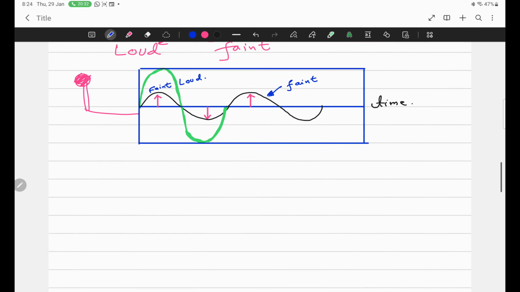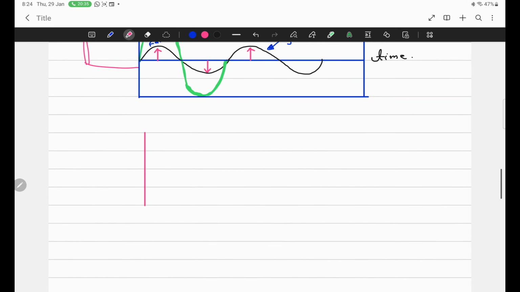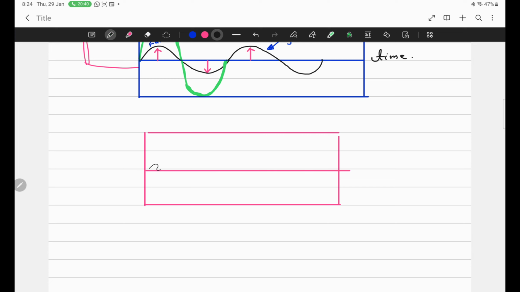Number two, consider I am giving you a sound wave, and consider this sound wave completes one cycle in 10 milliseconds. This is 0, this is 5, this is 10, this is 15. As I said, along the x-axis there is time. And you know, frequency is inversely proportional to time.